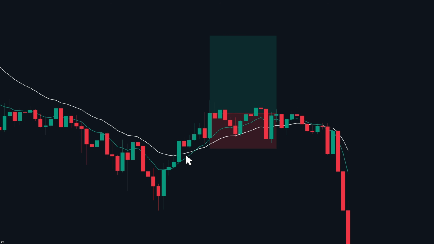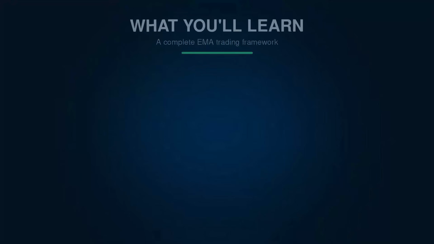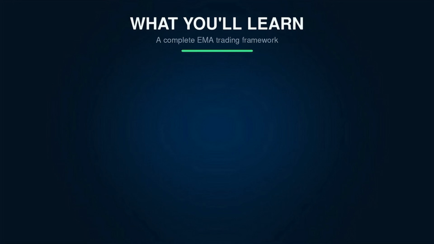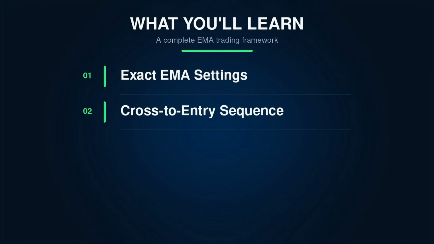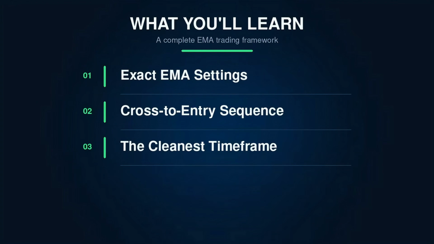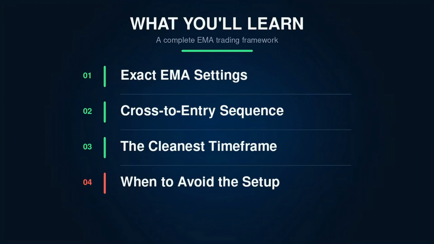But a fake crossover always exposes itself, and it does that within a few candles. So our entry comes after that point, never on the cross itself. So in this video, I will show you the exact EMA settings, the full sequence from the cross to the entry trigger, the time frame that gives the cleanest signals, and exactly when this setup should be avoided.